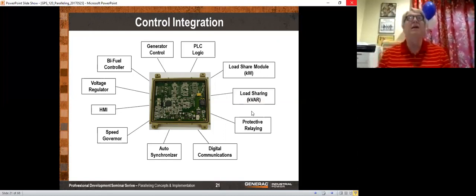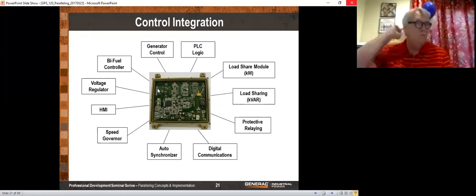Now we can completely get rid of the paralleling switchgear. So this was the first generator controller to use a high-speed 32-bit processor, everything surface mount. Of course, we've taken the cover off here, but you can see the seal there, and everything is inside of a metal enclosure, vibration mounts, completely sealed. It's got your PLC logic in there. It's got the generator control in there. It's got your bi-fuel controller. That would be if you had a generator that ran on both diesel and natural gas.